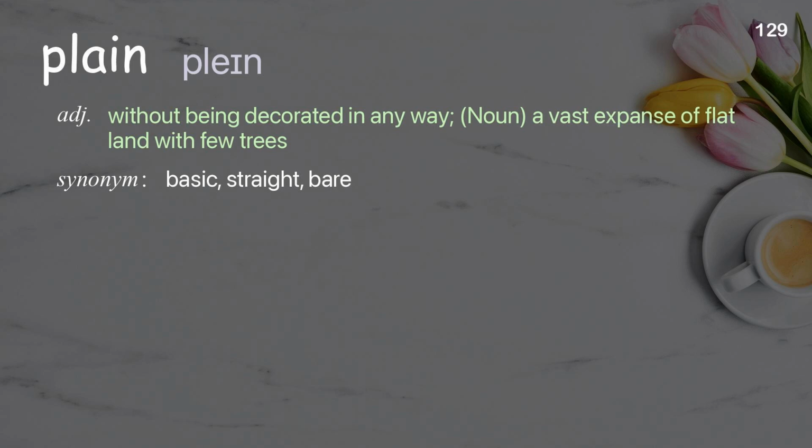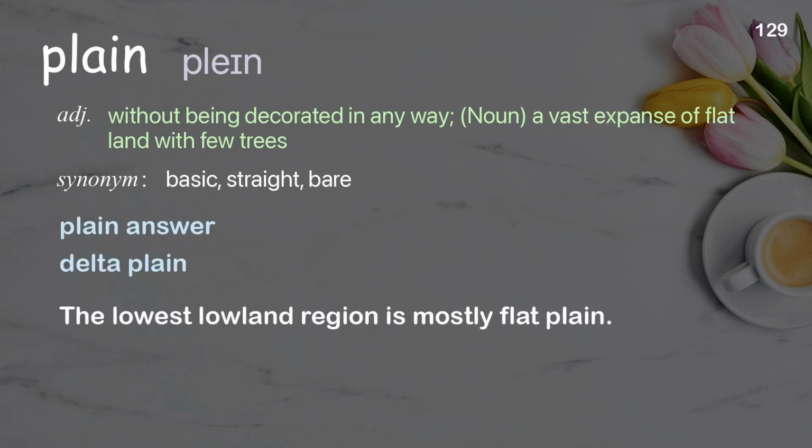Plain. Without being decorated in any way. Noun: a vast expanse of flat land with few trees. Examples: Plain answer. Delta plain. The lowest lowland region is mostly flat plain.